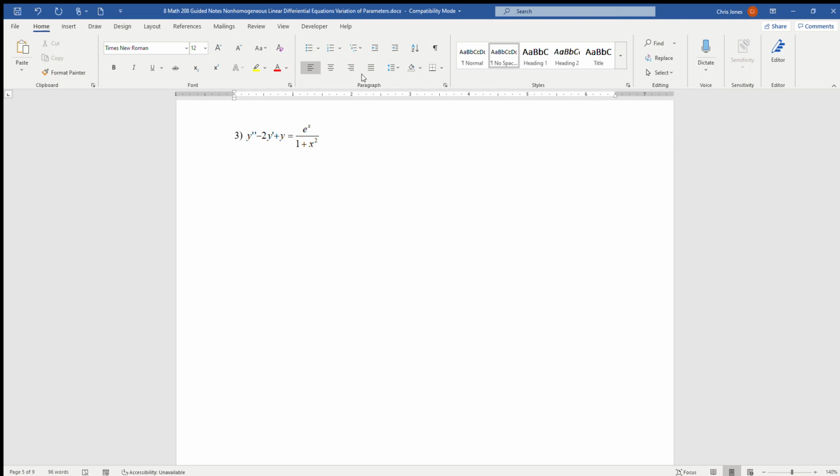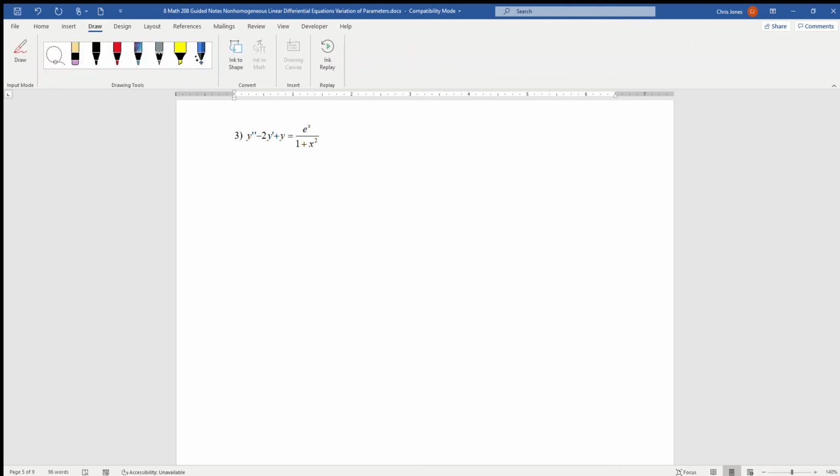Third example of utilizing the variation of parameters method to solve a non-homogeneous differential equation, y'' - 2y' + y = e^x/(1 + x^2). Clearly, this would be very difficult to use the undetermined coefficients method because of the right-hand side.